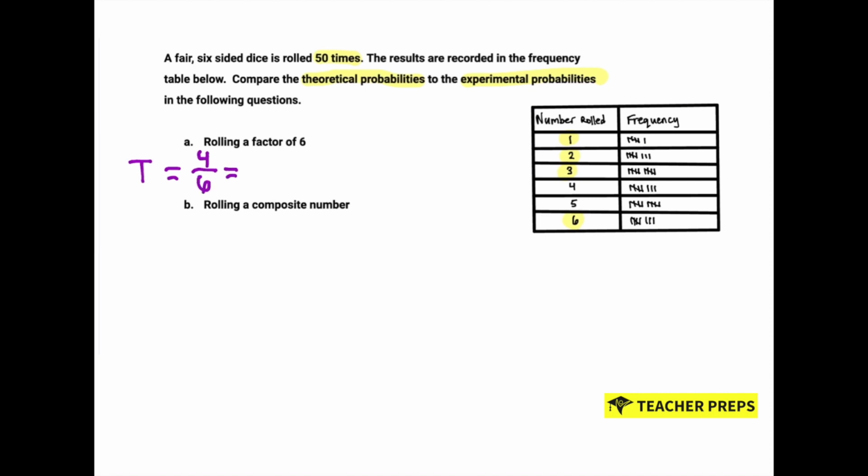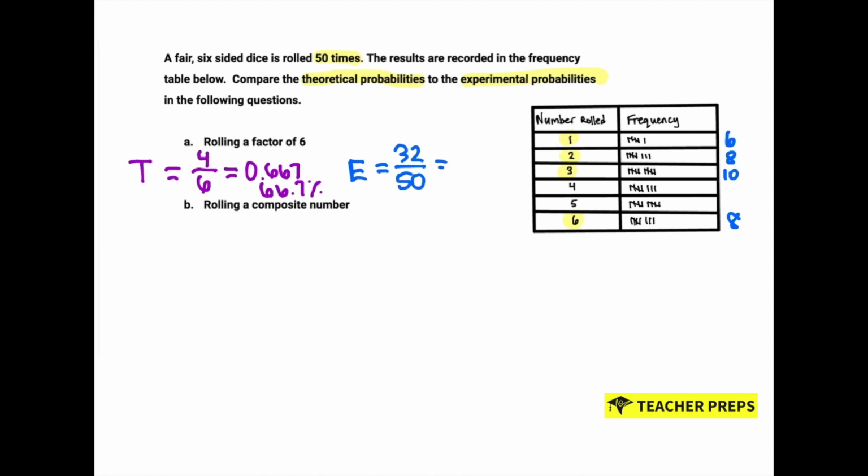To turn that into a decimal, we would have 0.667. And that as a percent would be 66.7%. Now let's look at what we got experimentally. We had 6 1s, 8 2s, 10 3s, and 8 6s. We need to add up how many times we rolled a factor of 6. When you add those numbers up, we get 32, and we rolled it 50 times.